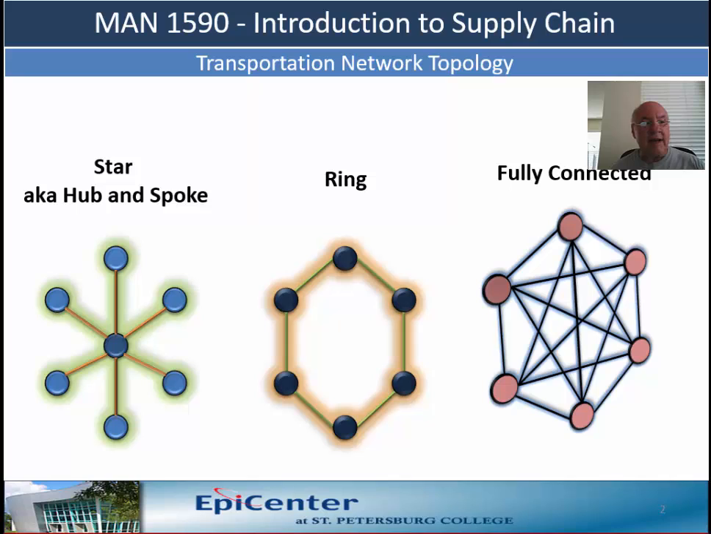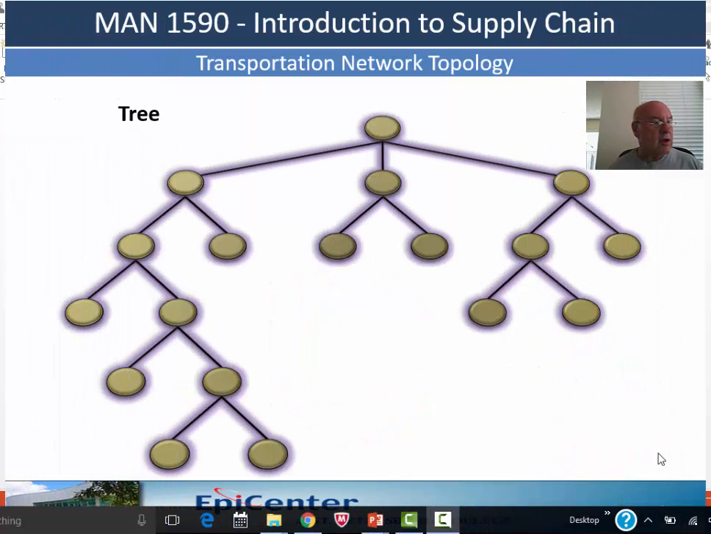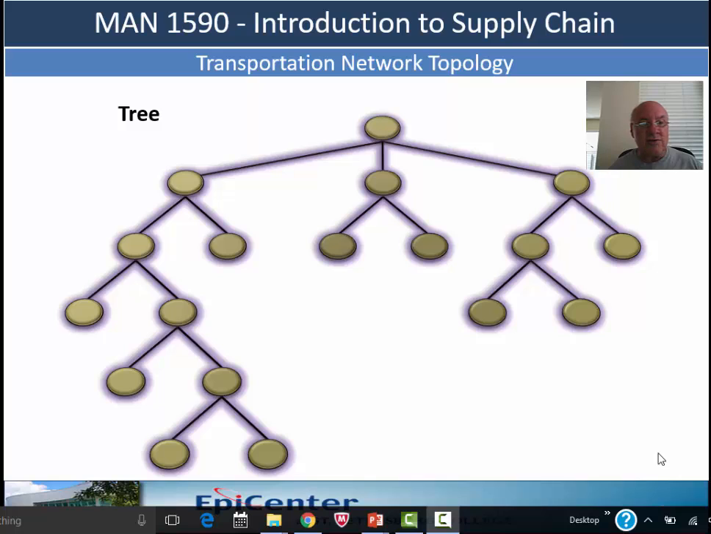A fully connected network is what you would see in a map of a city or a freeway system in the United States. The last transportation network topology that we will see is the tree topology, which is made up of nodes and arcs. The importance here is that this topology is used to typically represent a supply chain.